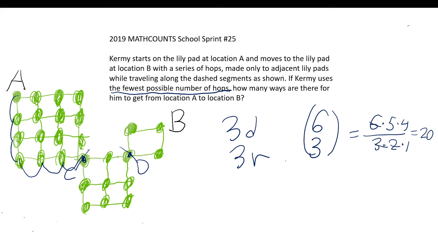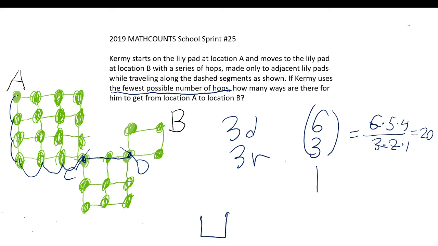Now, point C to point D. Notice how I talked about how we can't do this. The fewest possible number of hops. In this case, it's the same level. We can only go to the right. We can't go down. We can't go to the left. Only right. And there's only one way to do this. So we have one way to get from point C to point D.